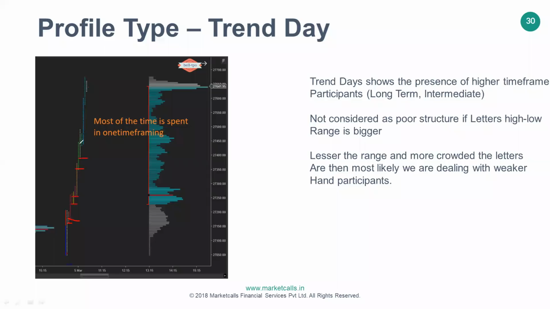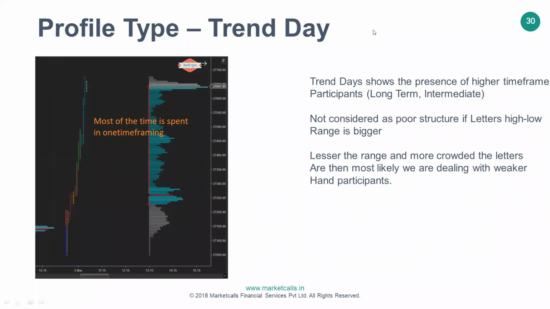So that is the characteristic. That is a true characteristic of trend day. That happens rarely, once or twice in a month. Three times in a row or twice in a row are very rare. Very rarely it used to happen. Those are the days where you can find that long-term players or intermediate players are present in the markets, right?